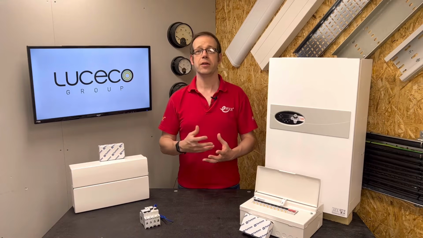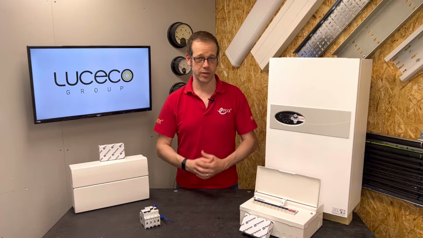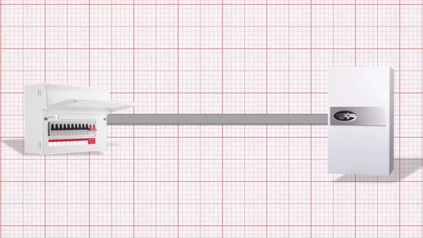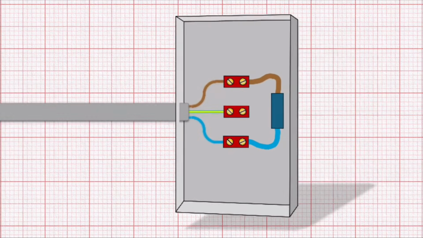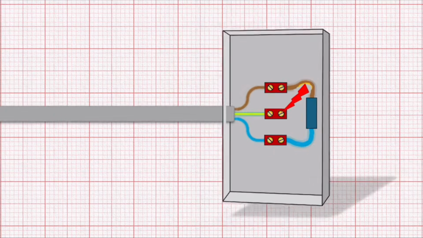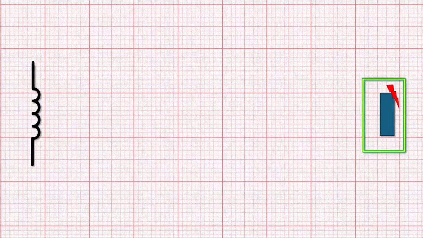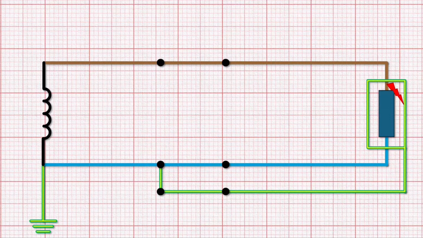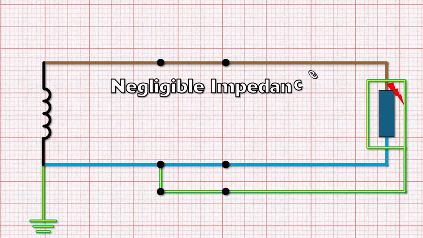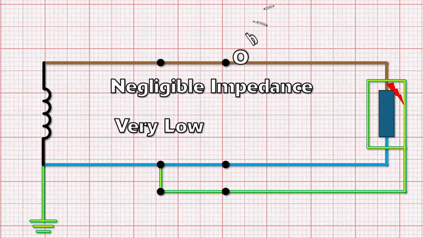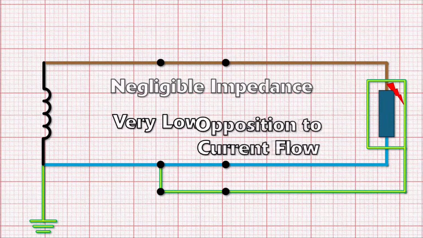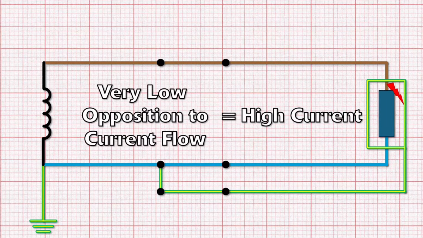But is there ever a time when the CPC will need to conduct a large amount of current? Yes. If you remember from the last video, we said that if the line conductor comes into contact with the CPC, then it causes what we call a fault of negligible impedance, or very, very low opposition to current flow. And so a high current will flow down the line and then down the CPC.